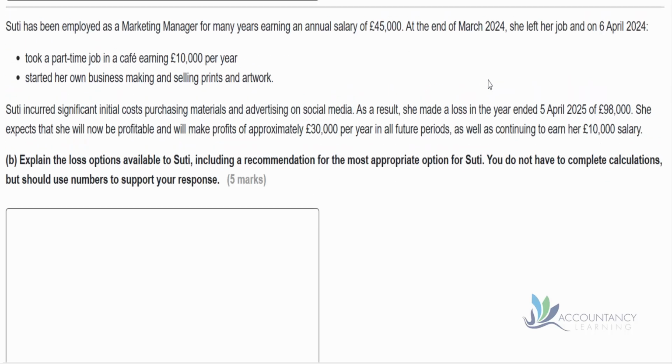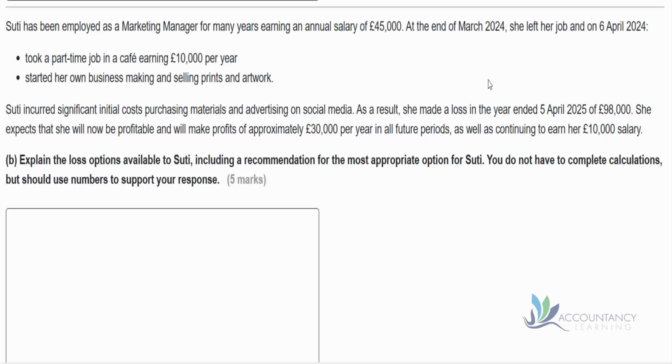Okay, let's look at part B now. So the requirement asks us to explain the loss options available to Sooty, including a recommendation for the most appropriate option for Sooty. You do not have to complete calculations, but should use numbers to support your response.